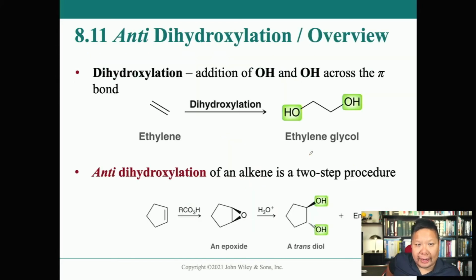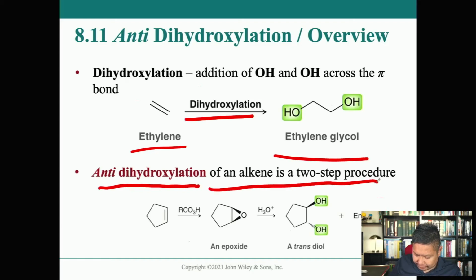So we also have anti-dihydroxylation as well. In that reaction, we have the addition of two OHs across a double bond. Okay, two OHs. So here we can do ethylene, do a dihydroxylation, and then get ethylene glycol.